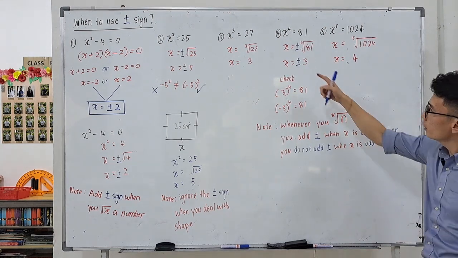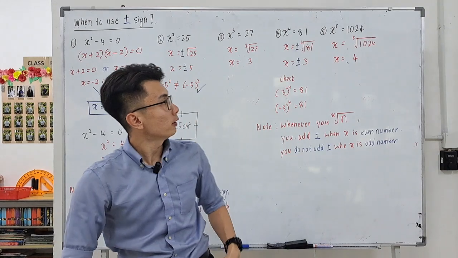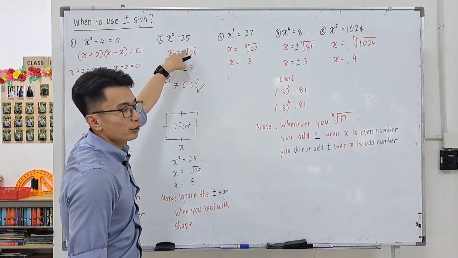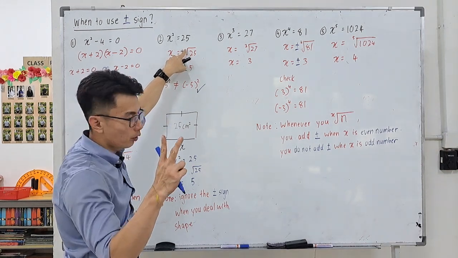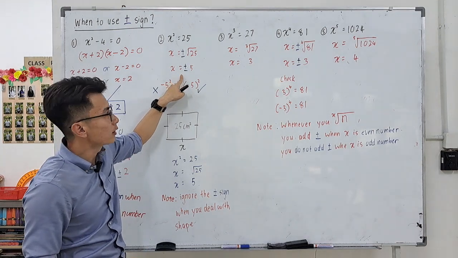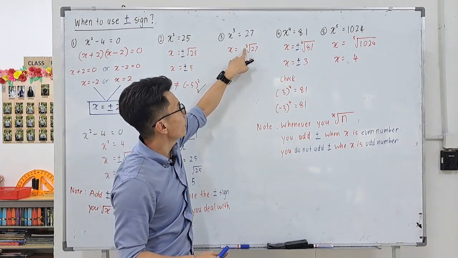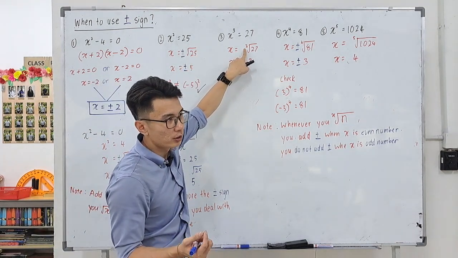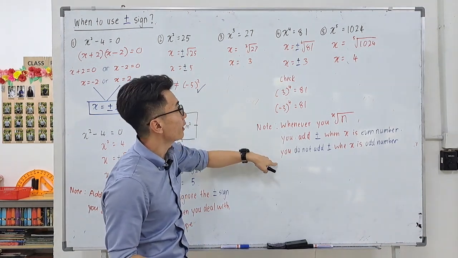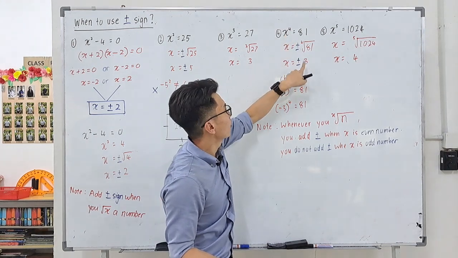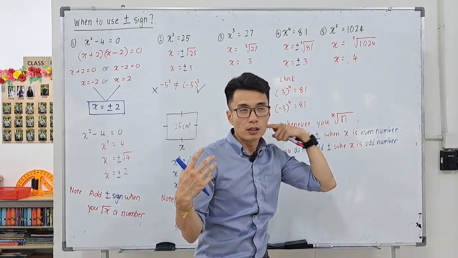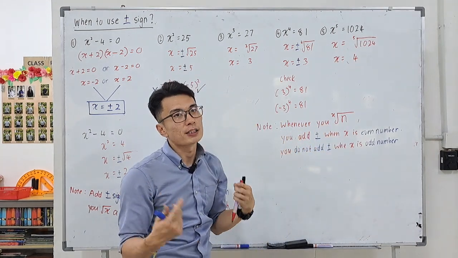So if you take a look back at this example, when I square root, although it's not written here, you know that's going to be 2, and that's an even number. So you're going to add the plus minus. Cube root, this one is the third root, it's an odd number, so that's why there's no plus minus. The fourth root is an even number. Add plus minus. The fifth root is an odd number. You don't add the plus minus anymore.